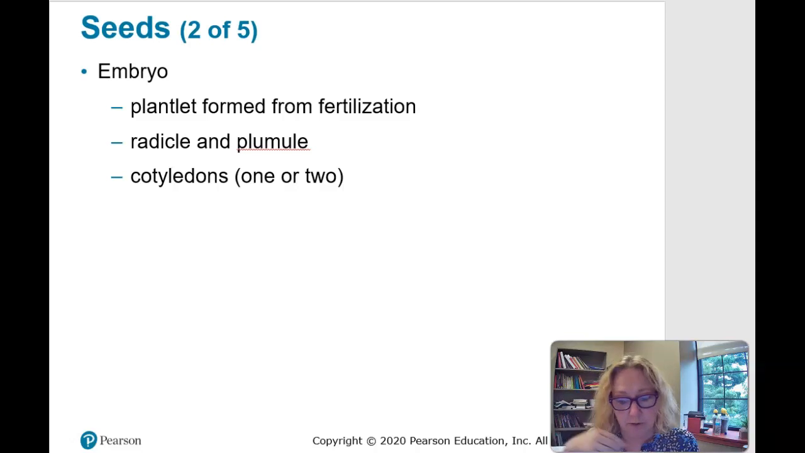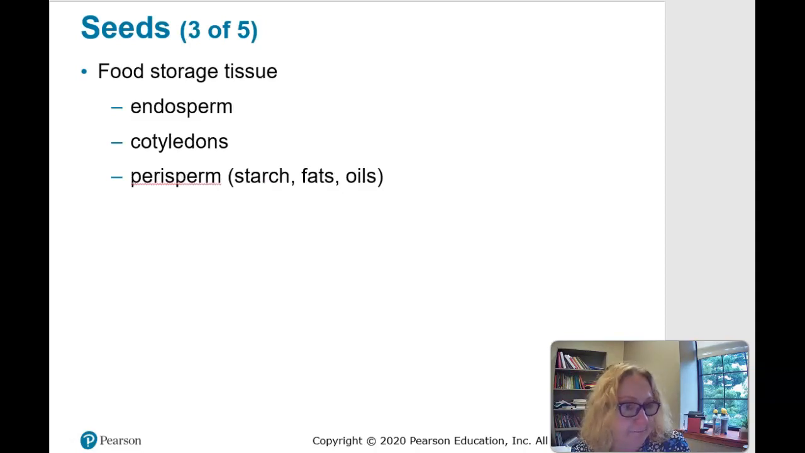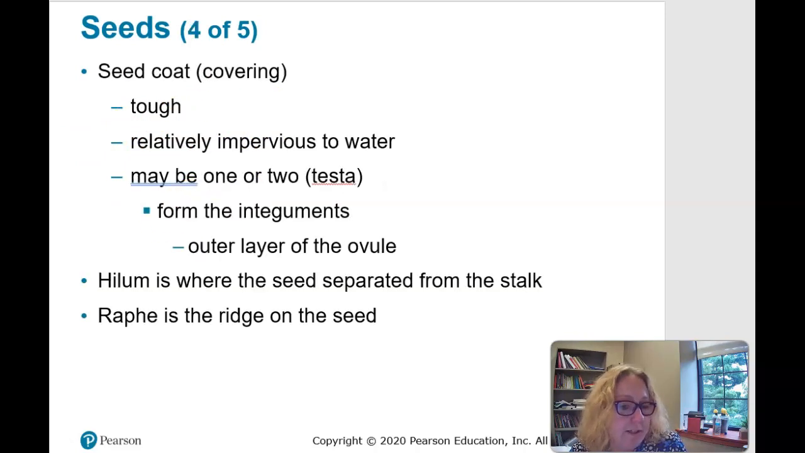The radicle is going to go down and potentially make the root, and your cotyledons are going to be your first little leaves that come out or stay on the ground, and they are going to be full of nutrients to feed your baby plant. Your food storage tissue is going to be your endosperm, your cotyledons, and your perisperm. Your seed coat is tough. It's relatively impervious to water. It has to be sitting in water for a while, like 24 hours, in order to finally germinate.